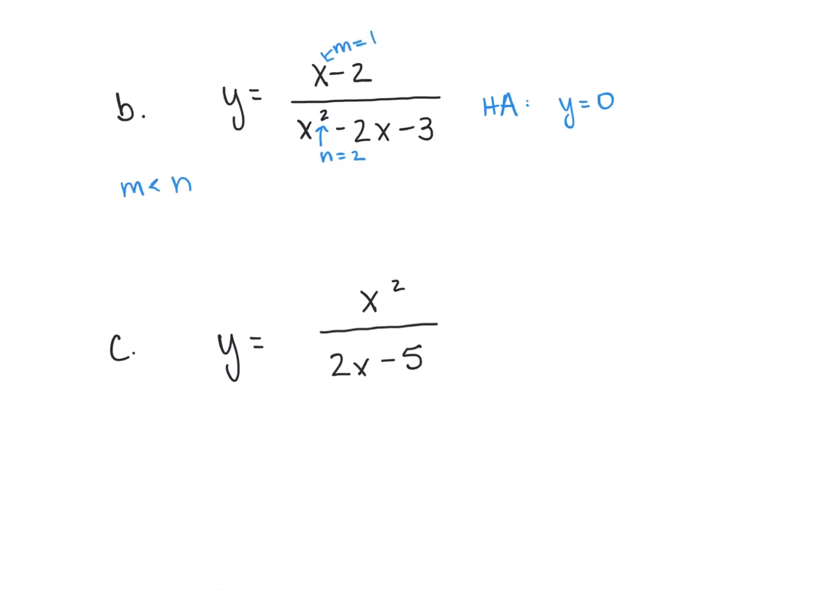For example number C, you'll see that m is equal to 2, n is equal to 1, and so we have an m greater than n. That means that we have no horizontal asymptote.